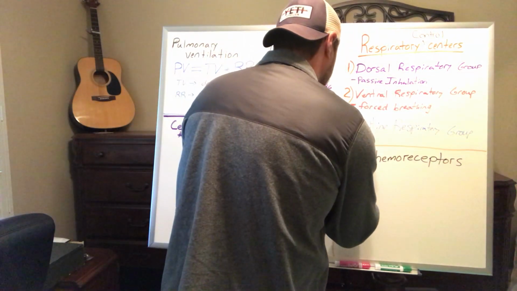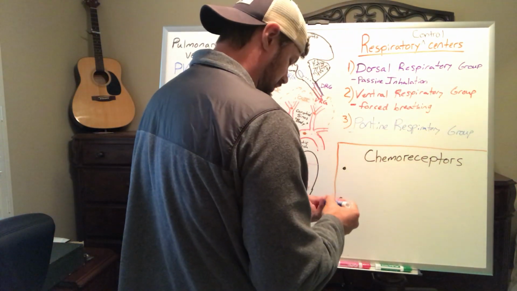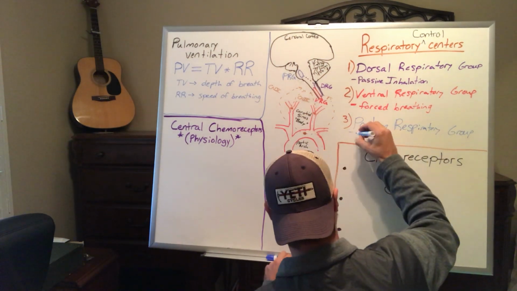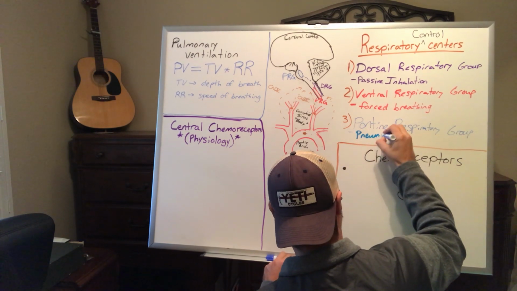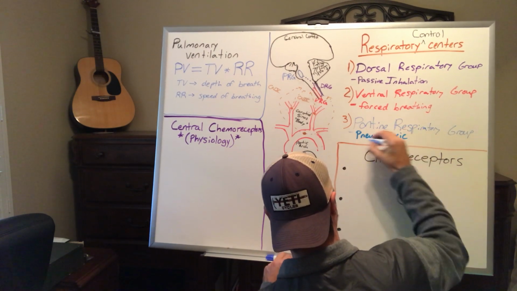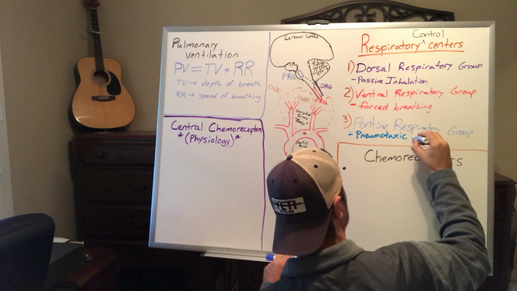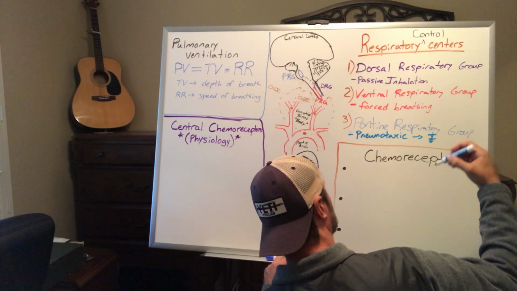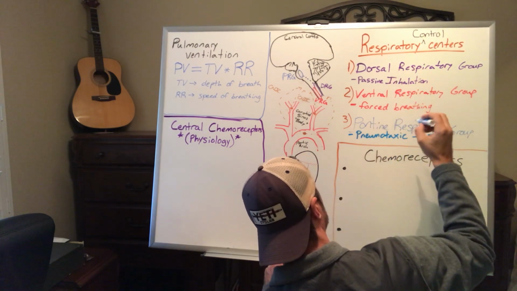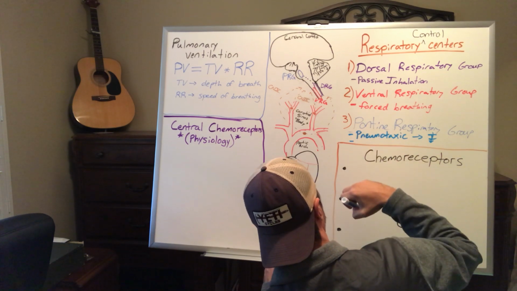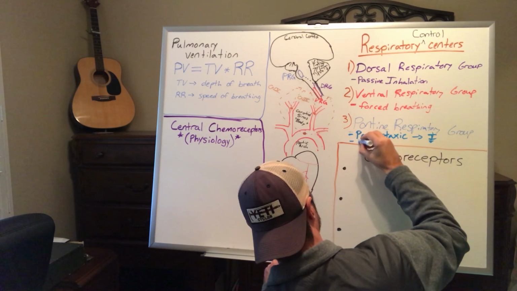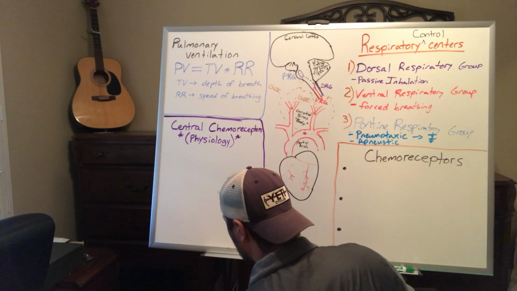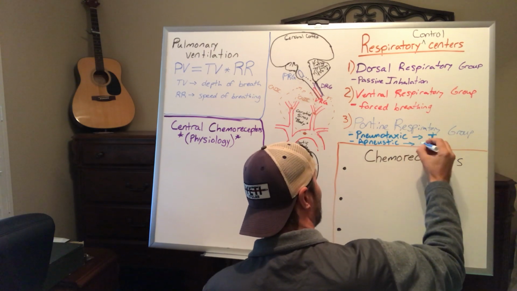We have one, I'll use a different color because this isn't coming through very well. Okay, one that we have is called the pneumotaxic. In the pneumotaxic center, this is the one that will inhibit. It's inhibitory. So it's going to inhibit the respiratory rate. It's going to inhibit tidal volume in the dorsal respiratory group. The other major one that we have is called the apneustic. Okay, the apneustic center is the one that activates everything.